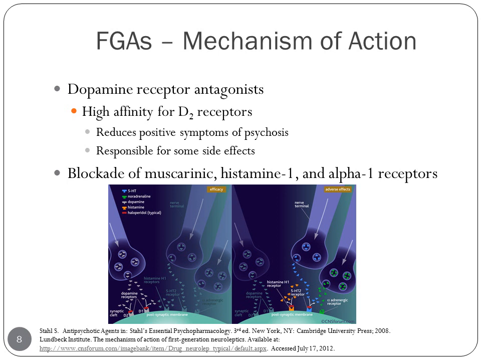We also get blockade of muscarinic, histamine, and alpha-1 receptors. So with blockade of muscarinic receptors, we will get some anticholinergic side effects. With histamine blockade, we'll see weight gain and sedation. And with alpha-1 blockade, we will get orthostatic hypotension.